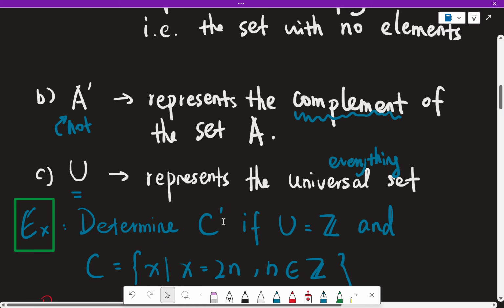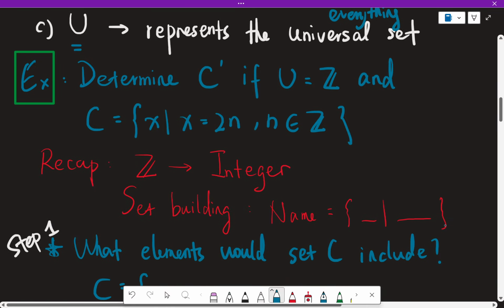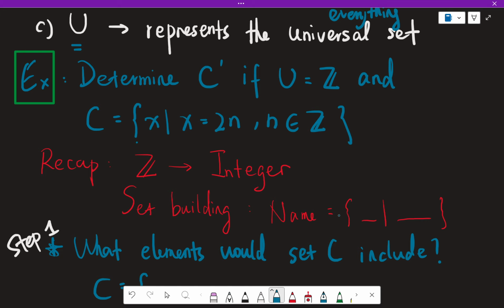So let's take a look at an example. Determine the complement of C if the universal set is Z and C is {x such that x = 2n and n is in Z}. So to recap, Z denotes integers. And set builder notation, which is shown right here, is a set name, a variable, with conditions.